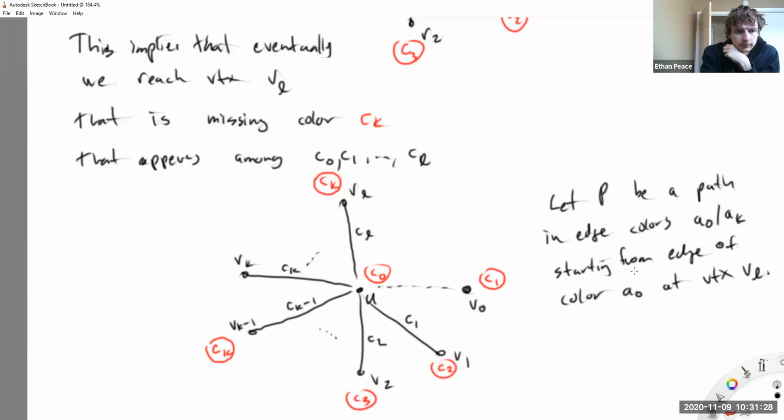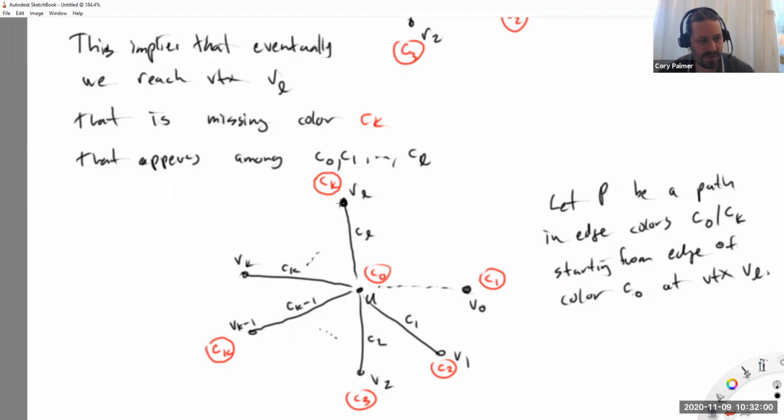Ethan, go ahead. No, you changed A's to C's. Oh, thanks. Yeah, that's the first problem. Yeah, colors, those colors. There's another problem here. I got ahead of myself here. What I want to do is start at this vertex and walk along edges of color C0, CK, C0, CK, like red, blue, red, blue, red, blue, red, blue.